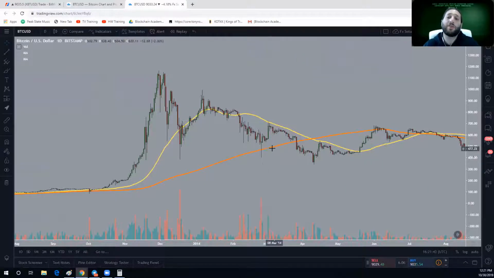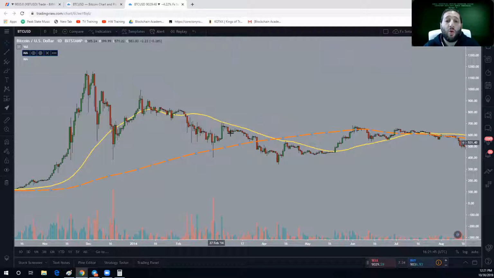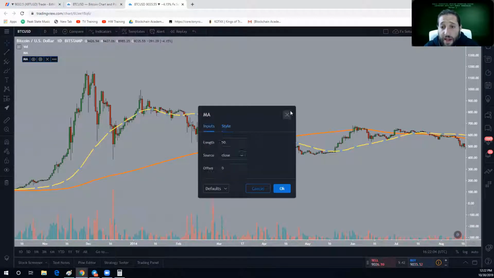Retest here. So this is what I want to show you guys as well. When you have two moving averages moving over each other, you have a golden cross, which is a bullish pattern. That is when the smaller time frame, so the 50-day, moves over the 100-day. So this one was the 50-day, I believe.